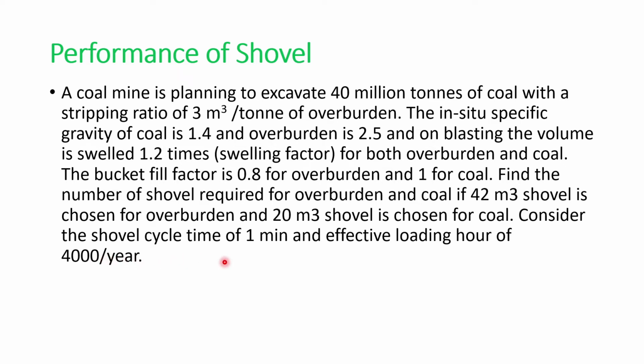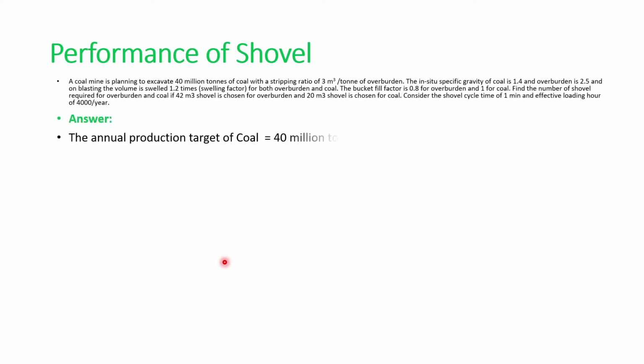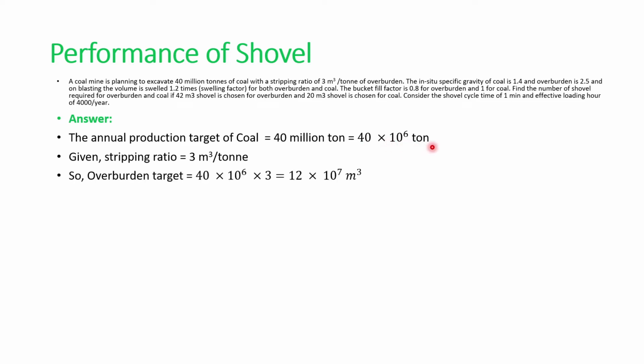Now let's solve this question. The annual production target is given: a coal mine is planning to excavate 40 million ton of coal. 1 million is 10 to the power 6, that is 10 lakhs. So 40 into 10 to the power 6 ton is our annual production target of coal. The stripping ratio is given, that is 3 meter cube per ton. That means after excavating 3 meter cube of overburden, we get 1 ton of coal. So for getting 40 into 10 to the power 6 ton of coal, we need to excavate 40 into 10 to the power 6 into 3, that is 12 into 10 to the power 7 meter cube of overburden.